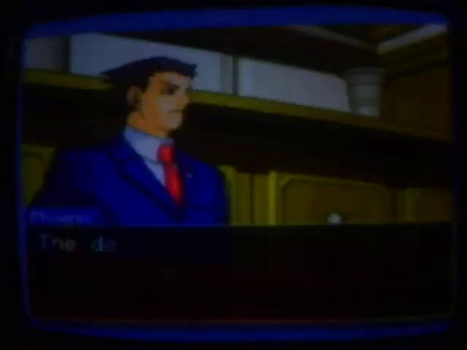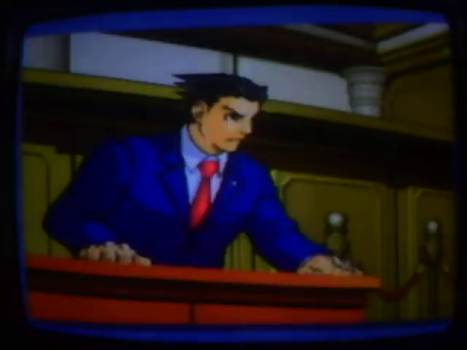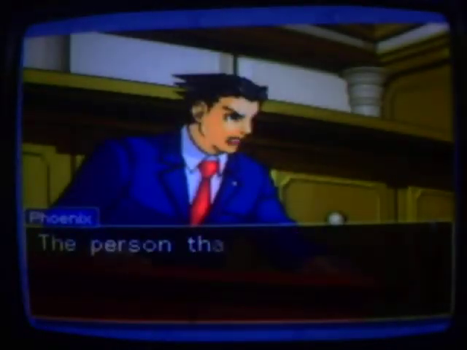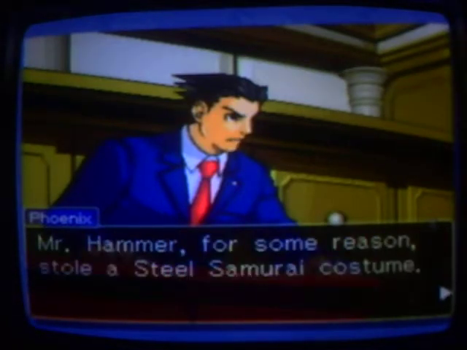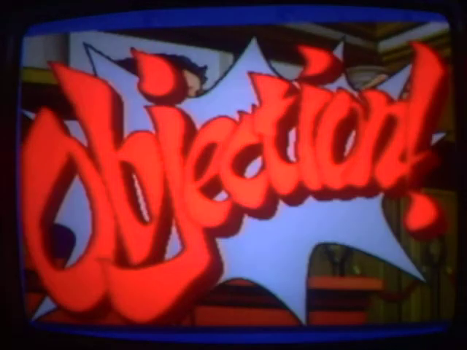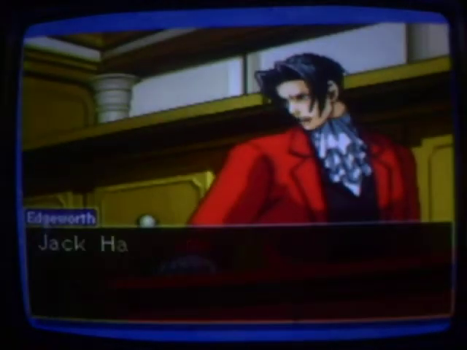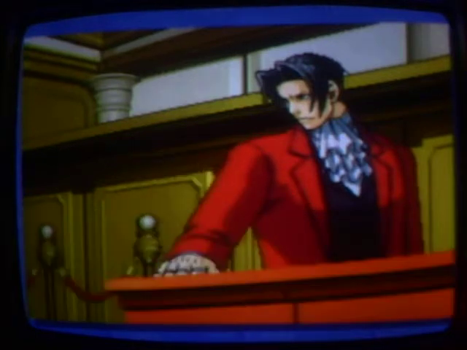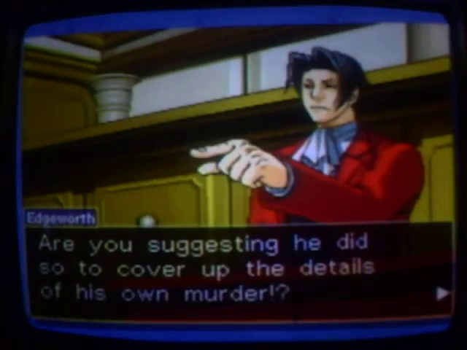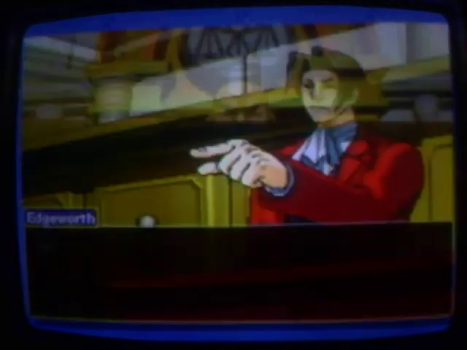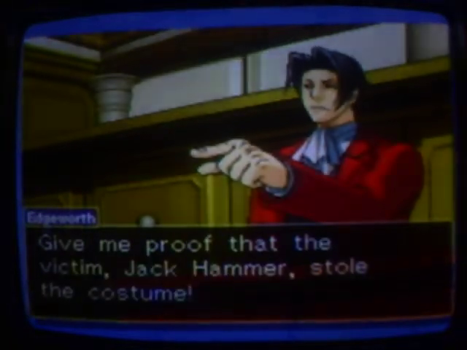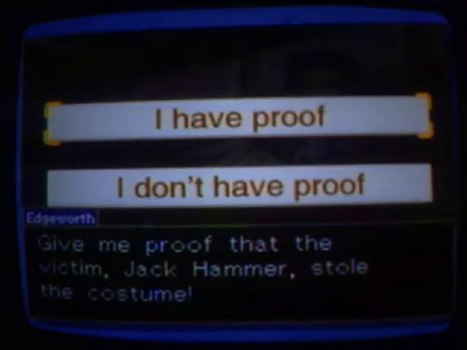Order! The defense makes the following claim. The scene of the crime was Studio 2. The person that the security guard, Miss Oldbag, saw was the victim, Mr. Jackhammer, and Mr. Hammer, for some reason, stole a steel samurai costume. Then he went to Studio 2. This is madness! Jackhammer is the victim. The victim! Why would he steal a steel samurai costume? Are you suggesting he did so to cover up the details of his own murder? Well, no, of course not. Or do you have proof? Give me proof that victim Jackhammer stole the costume.